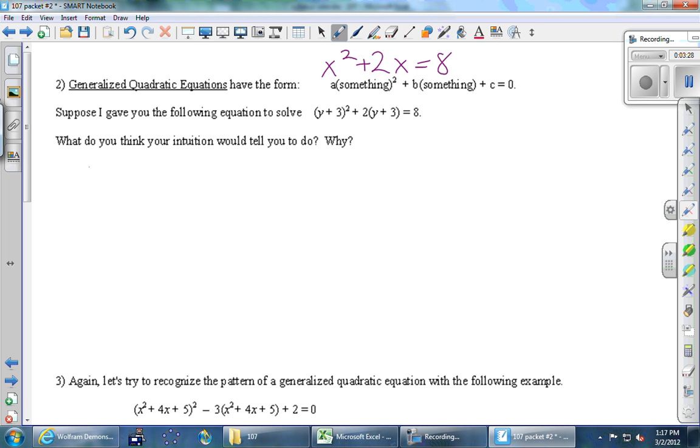So we're going to bring the 8 over. Y plus 3 squared plus 2 y plus 3. You know what? Scratch that. I don't want to bring the 8 over at this point. Sorry. I would rather make a substitution first. So let's make that substitution. Sorry about that. Let x equal y plus 3.